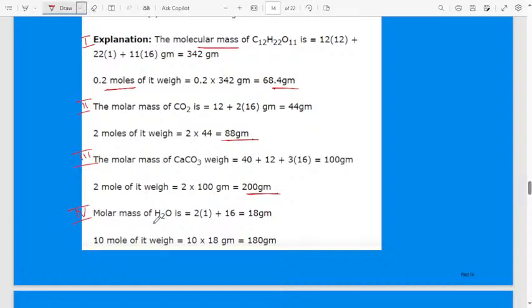Next one, molar mass of water, H2O. 2 into 1 plus 16, you will get 18 gram. Here 10 moles they are asking. 10 into 18, it will be 180 gram.